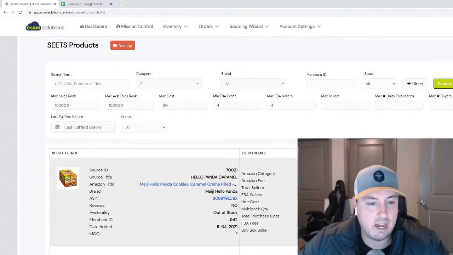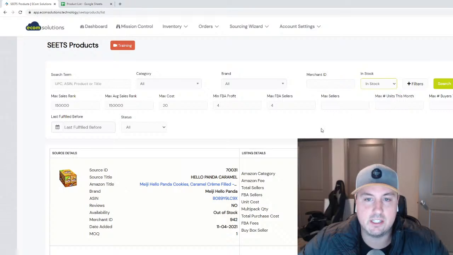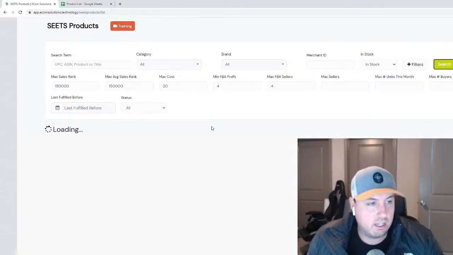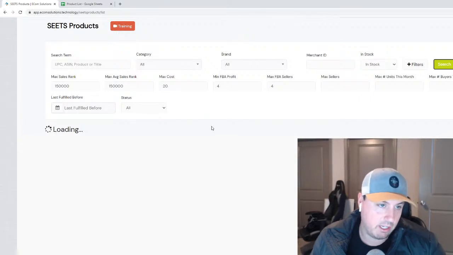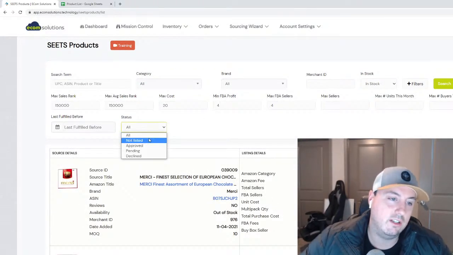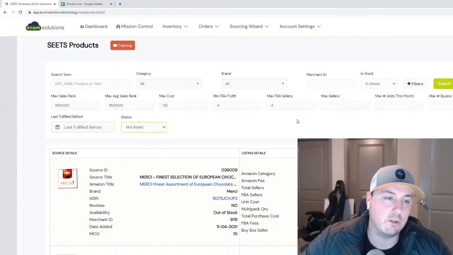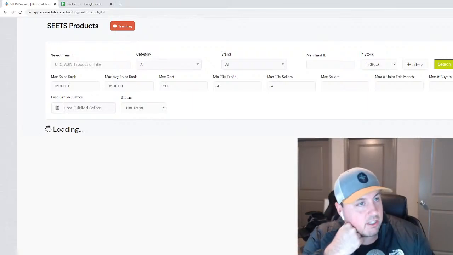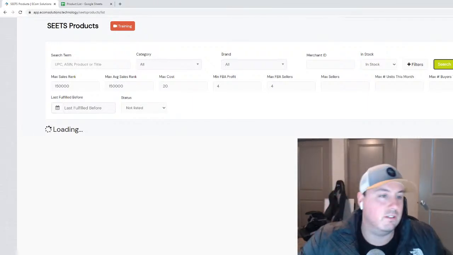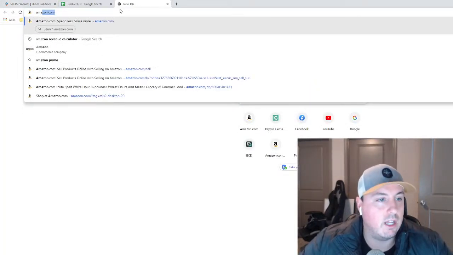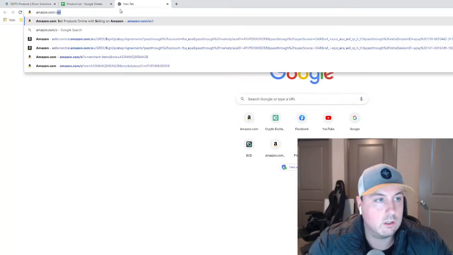So now we've narrowed it down, and oh yeah, we need to put this in stock here. See how many products are in Seats currently that we can use. The other thing I should do is I forgot to add this one. So I only want to see products that are not listed in my store already. There's no point in me looking at products that would be irrelevant to us because we already have them.